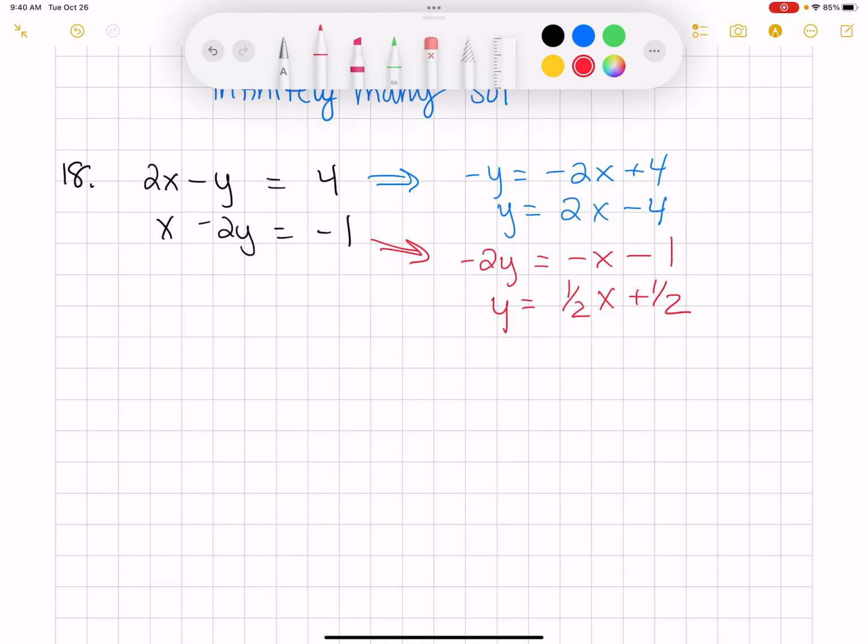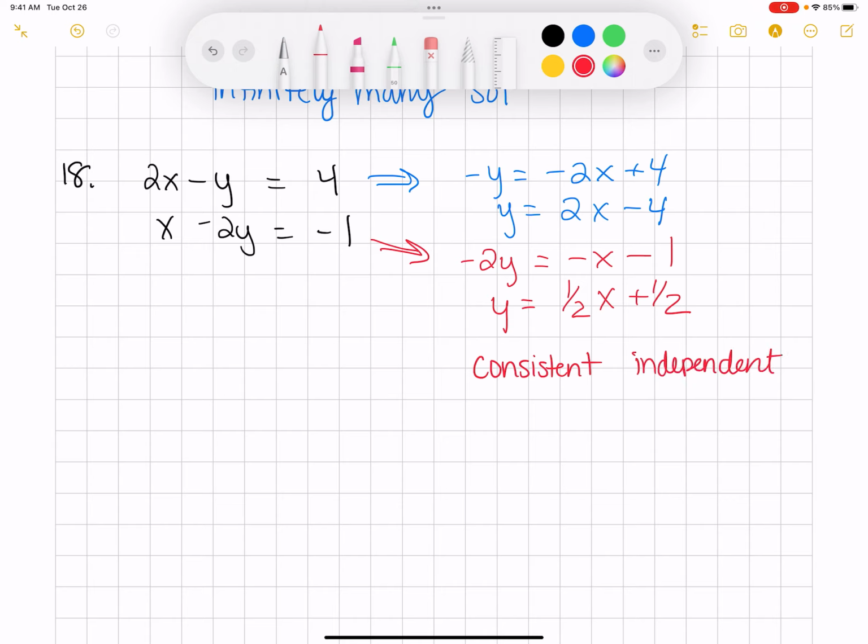All right, so looking at these, what could you tell me about these lines? Are they the same line? No. Are they parallel? No. So what does that mean it has to be? Consistent. Okay, consistent in what? Dependent, because it should only have one. So if it only has one, it's independent. Okay. So dependent is infinitely many. Oh, okay.